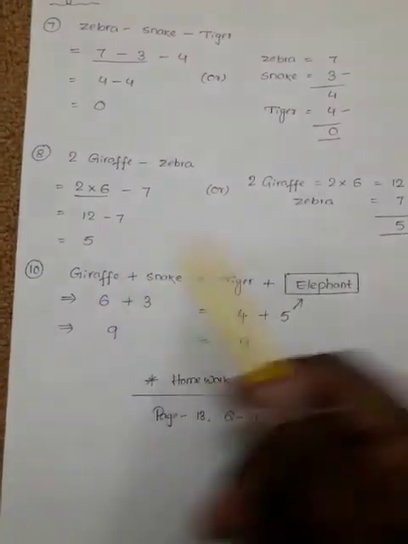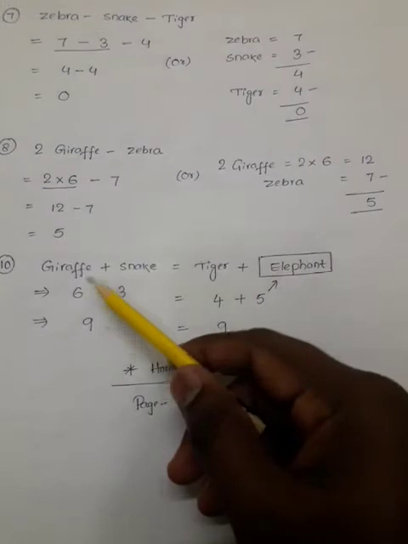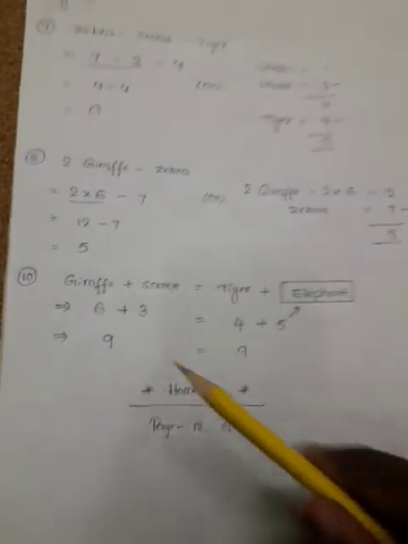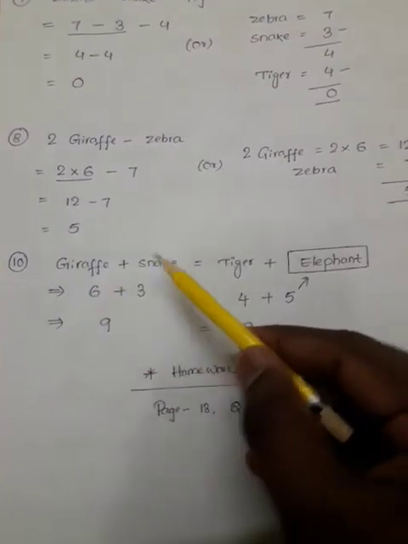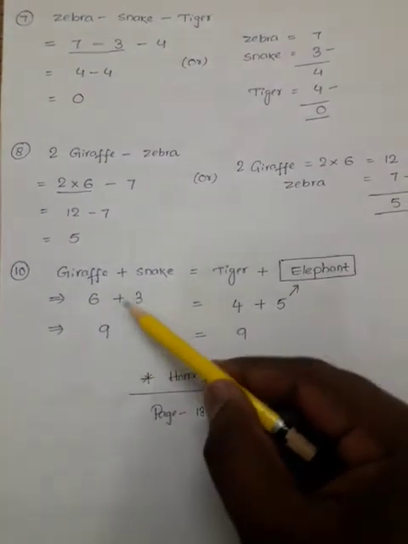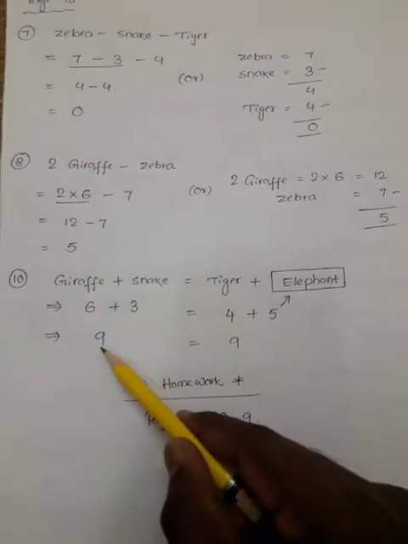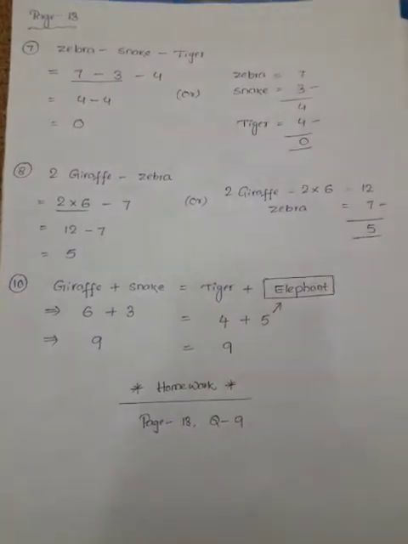Now question number 9 is the homework for you. Giraffe plus snake equal to tiger plus what animal? First of all, giraffe is 6, snake is 3, so 6 plus 3 equal to 9. The equal symbol means that if the left hand side is 9, the right hand side is also 9.